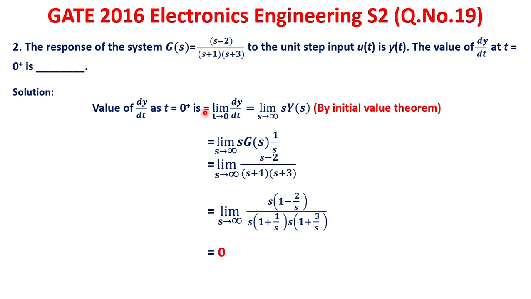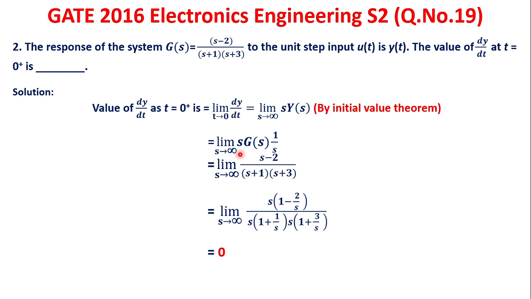Therefore, we can use the initial value theorem, because initially it is asked. Limit t tends to 0 dy by dt equals limit s tending to infinity s times Y of s. Final value theorem means here t tends to infinity, s tends to 0. Initial value theorem means t tends to 0, s tends to infinity. That's all. Other things remain intact, same.